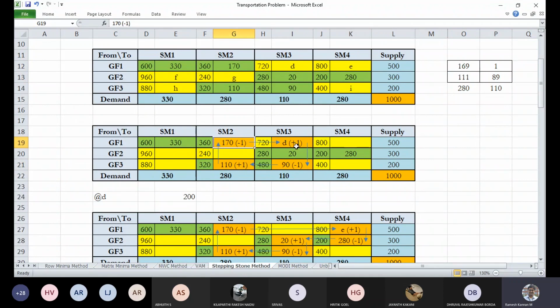right? Now what we're going to do is start with this particular allocation, right? So 720 is a positive 720, then a negative 480, minus 480, plus 320, then minus 360. So the net change, or you can even see the value of D. The value of D based on this loop is 200, right? So if I try putting an allocation here of 200, that will be the result of this loop, right?